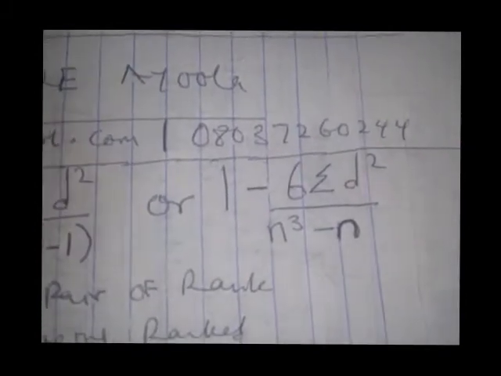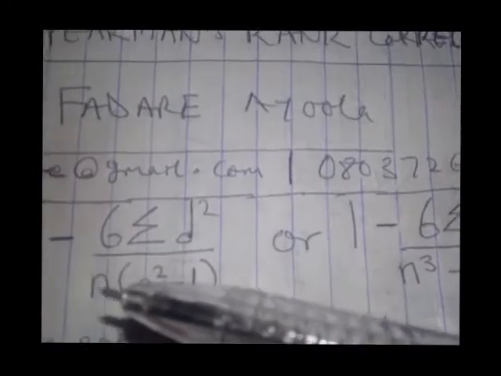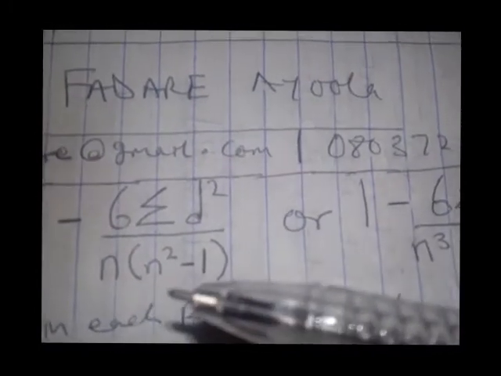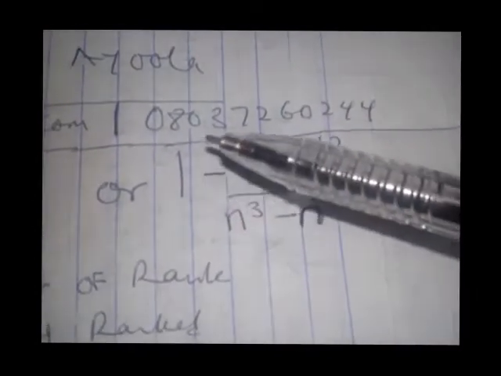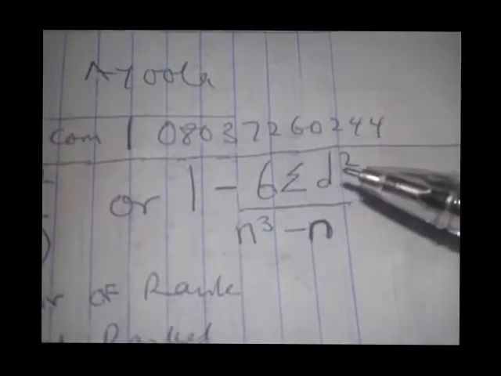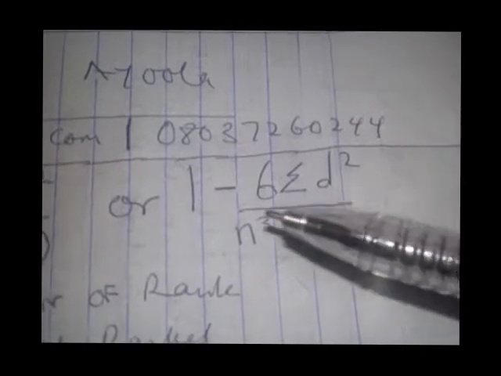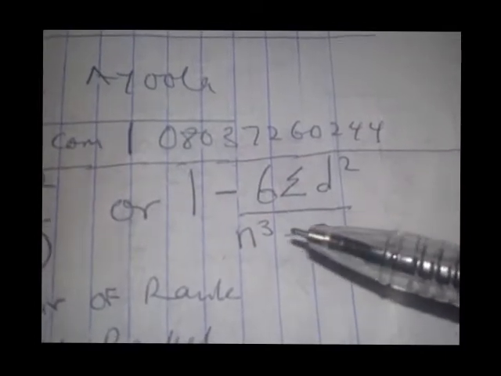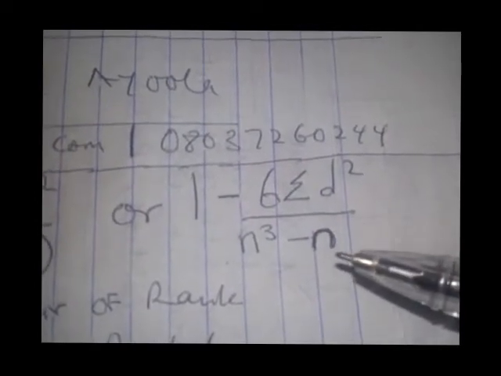Then there's another formula which is the same as the first formula. There's really no difference, except that we just went a little further to shorten the number of terms in this formula. It's still 1 minus 6 summation d squared all over n raised to power 3, that's n cubed, minus n.